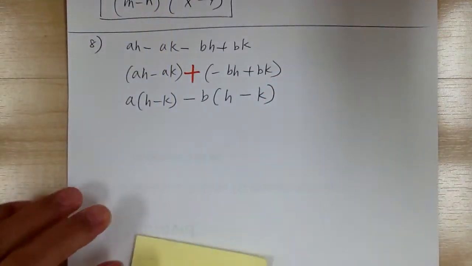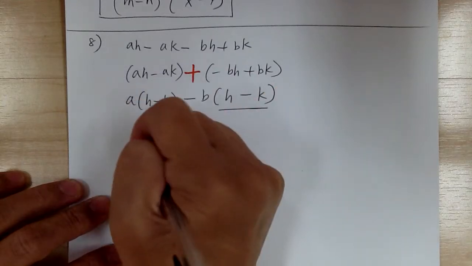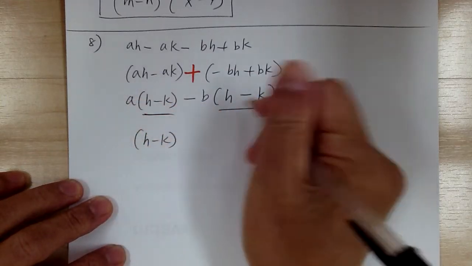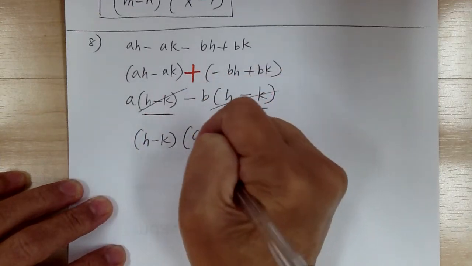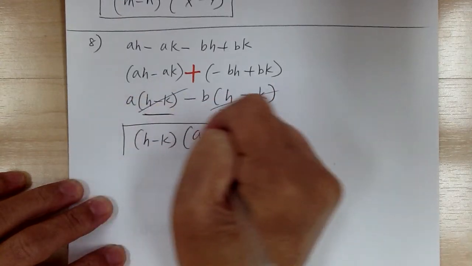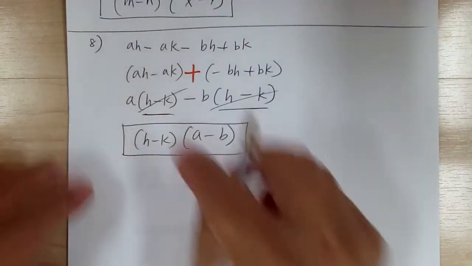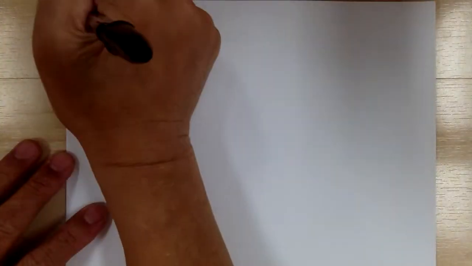Okay? So now you can bring them back. Bring the two halves together, so you get H minus K. So H minus K. So you factor it out, so this would be gone. So the leftover would be A, so the second parentheses would be the leftover A minus B. Okay, so you factor to the front. Okay, let's go to the next one.